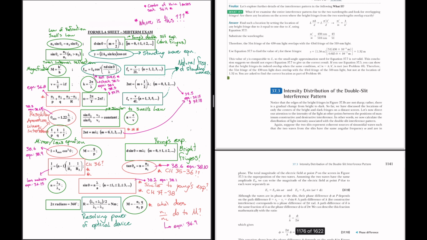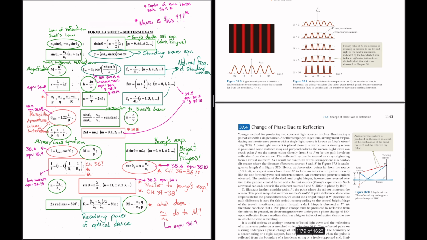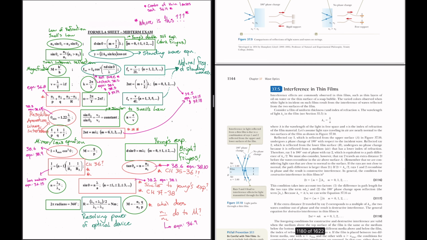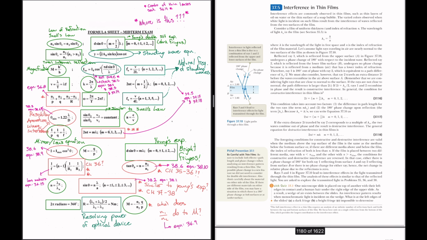But then in the following chapter, so 37.3, this is what we just went through. There's another section here, change of phase due to reflection. So this section 37.4 is super important when it comes to the equation that we're about to circle green here. So if you're interested, take a look at this and read about what happens upon reflection, this phase change stuff that we've kept talking about. And then that leads, after this singular page, 37.4, into interference of thin films, which is exactly what this equation over here is talking about.